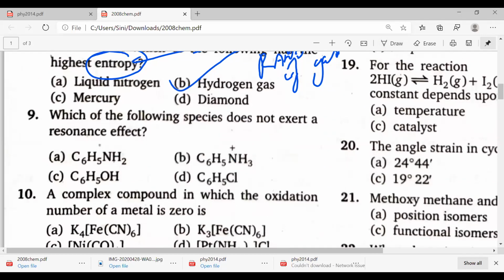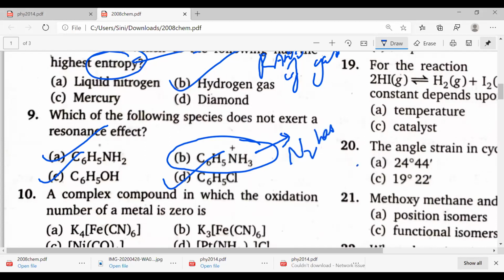So guys, the next question: which of the following species does not exert a resonance effect? So we all know this exerts, C6H5Cl exerts. This also we know. Correct? The only one which does not exert is option B. Why? Because here the nitrogen has got 10 valence electrons. Even if you don't know that, just see the options and then eliminate.